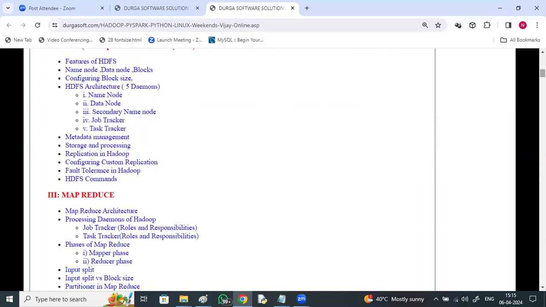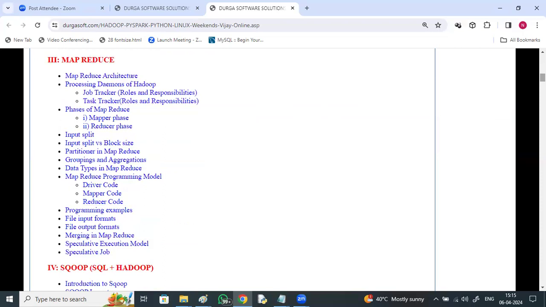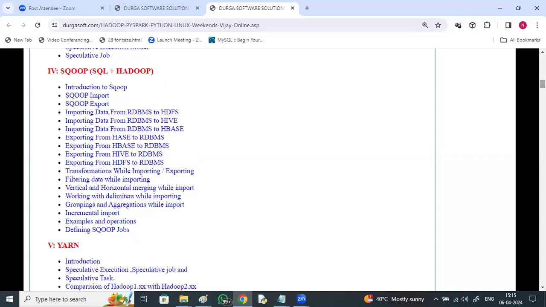And MapReduce is a parallel execution model, which is mostly used in Hadoop. MapReduce is the execution model in Hadoop, with the mapper phase and reducer phase. And Sqoop for import and export operations, for importing data from databases to Hadoop and for exporting data from Hadoop to databases. During import operations, we can perform different operations like transformations, filtering, grouping, sorting, and merging before the data comes to the Hadoop environment.